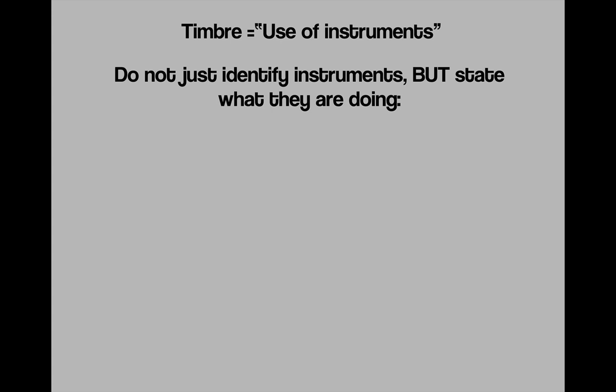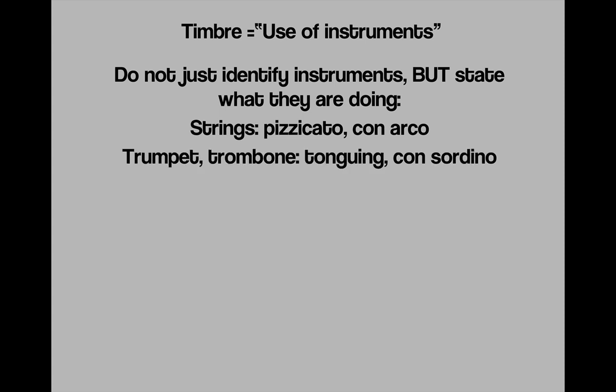Now a quick word on timbre, which would most likely come up in this question as the use of instruments. Do not just identify the instruments. You have to say what the instruments are and what they are doing. So this is where you would use your playing techniques. Here's some examples. Strings, pizzicato, plucked. Con arco, where it's bowed, long notes. Trumpet or trombone, you might hear tonguing. Yes, I know, tonguing is very fast notes on the trumpet. Or con sordino, which is where these instruments are played with a mute.